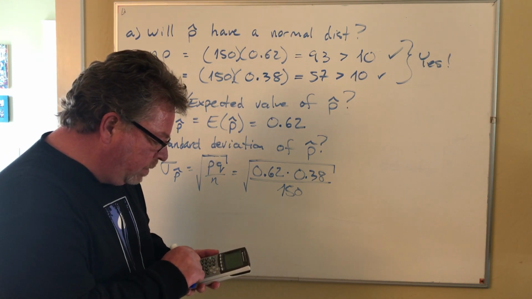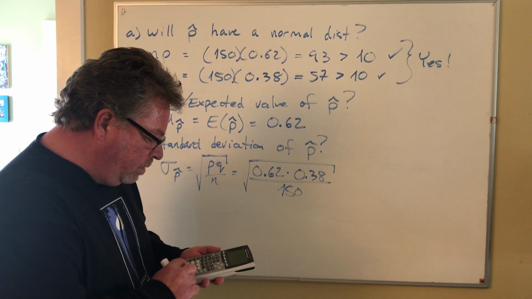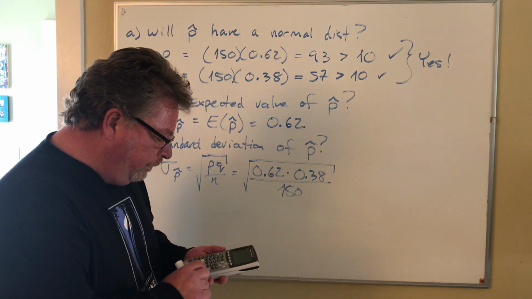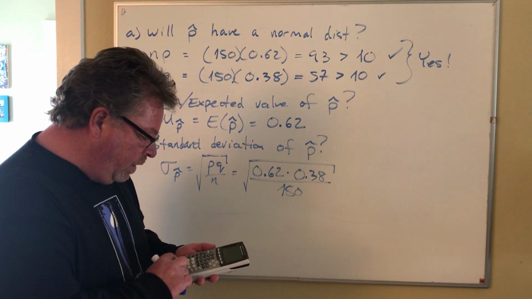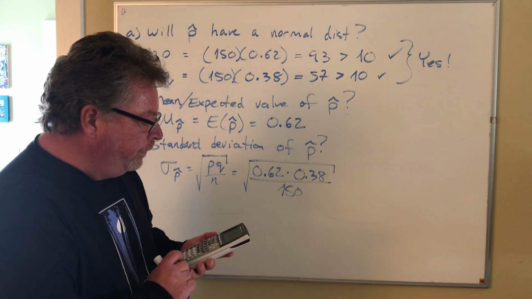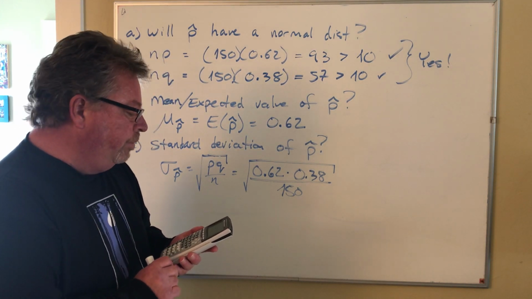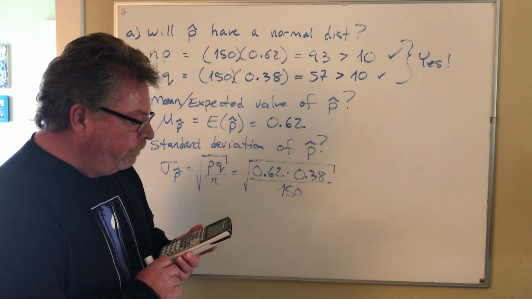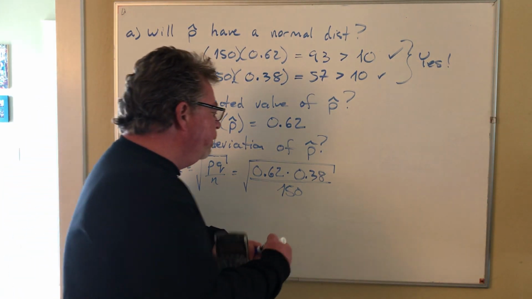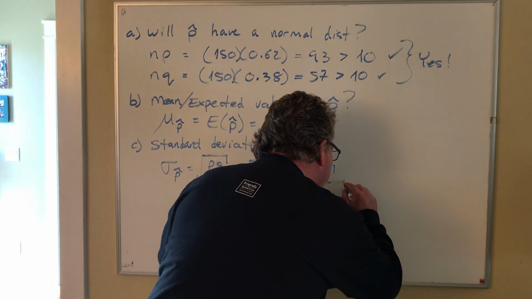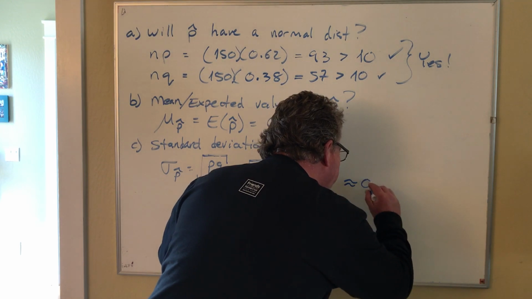All right, so let me type this in. We've got 0.62 times 0.38 divided by 150, which is our sample size. So this is just really close to 0.04. So I'm going to say that this is approximately 0.04.